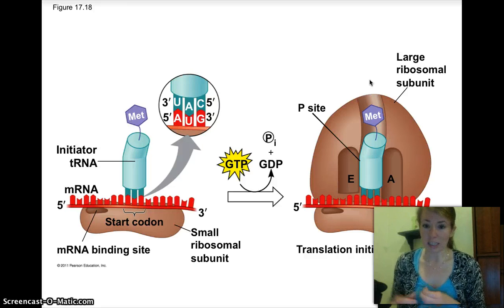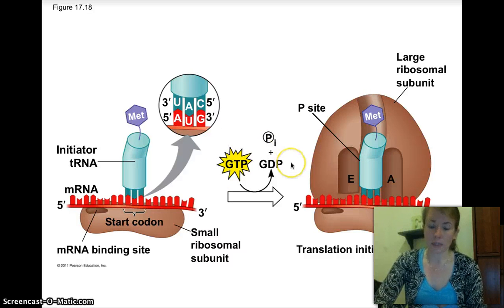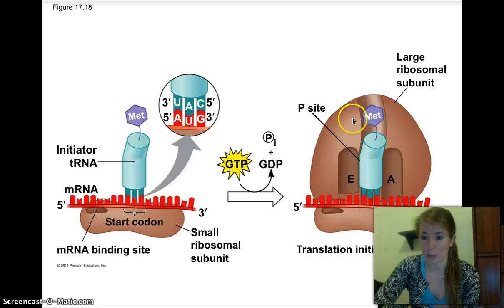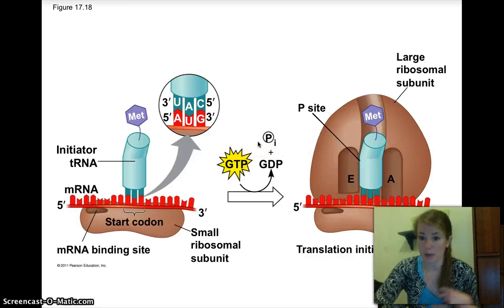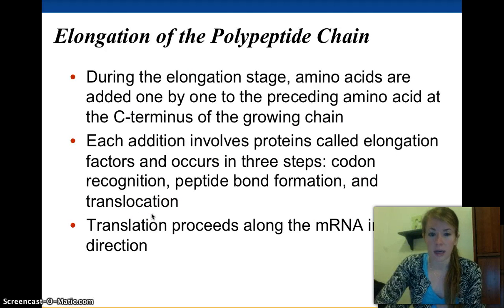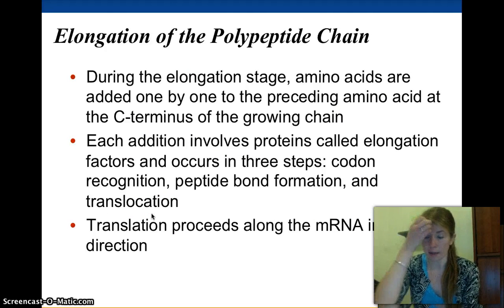There's also energy needed. GTP is something similar to ATP, and when it loses its phosphate group, it provides the energy through a coupled reaction for all of this to happen. You don't need to know much more about that other than that it requires energy, and it doesn't use ATP, it uses GTP. So we finished initiation. Now I'll talk about elongation.